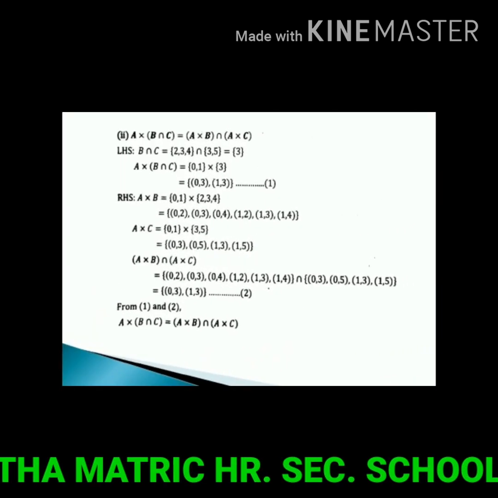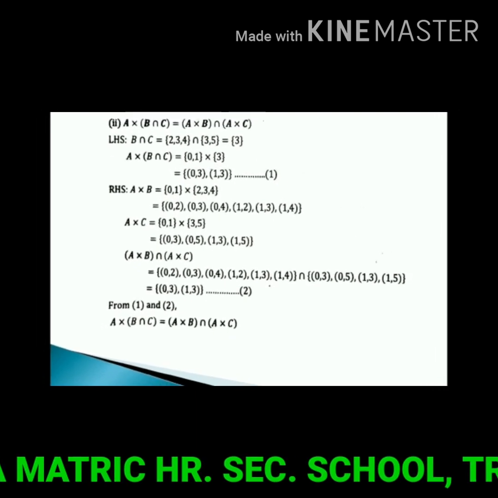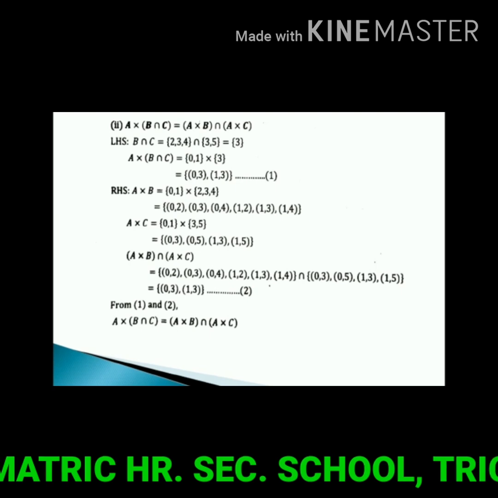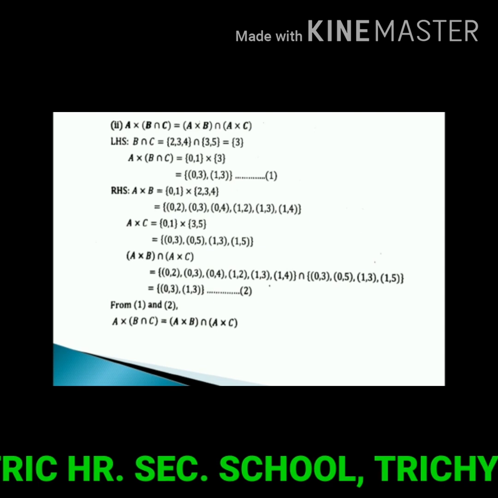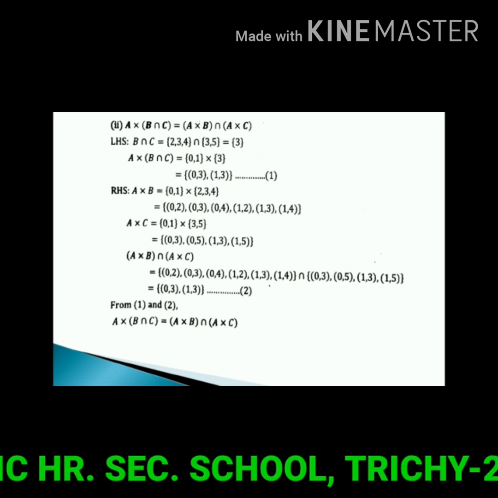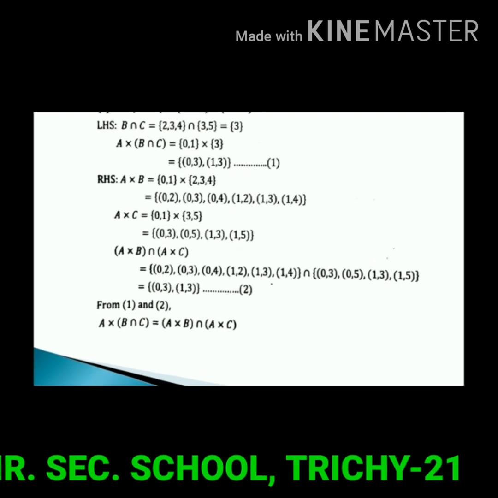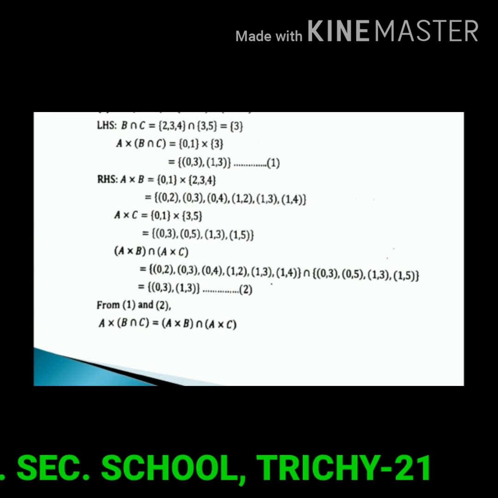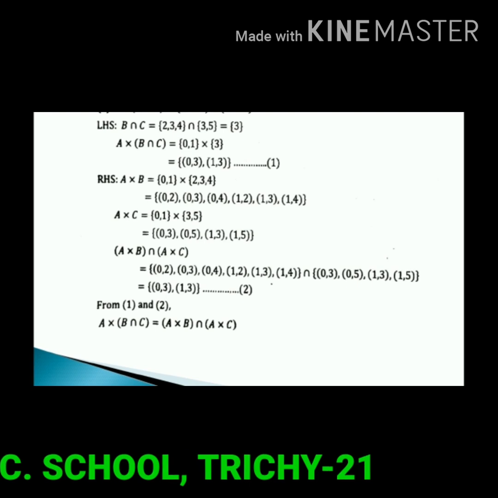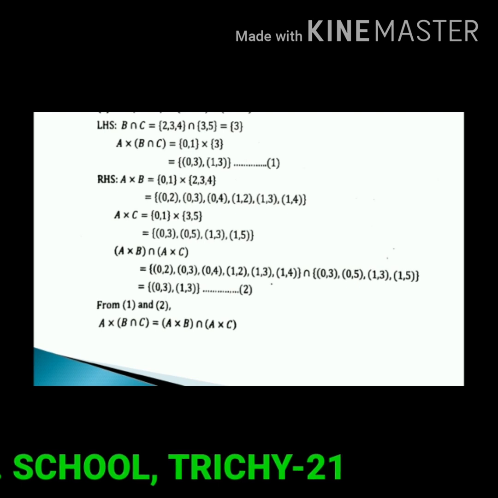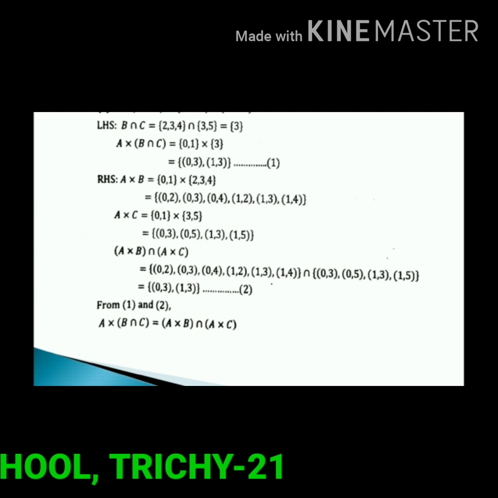The second subdivision of this one: A cross (B intersection C) is equal to (A cross B) intersection (A cross C). The left hand side: B intersection C is equal to {2, 3, 4} intersection {3, 5}. Here the intersection of the two sets, the element is 3. So A cross (B intersection C) is equal to {0, 1} cross {3}. We have the ordered pairs (0,3), (1,3). Then the right hand side: A cross B equal to {0, 1} cross {2, 3, 4}, so we have the ordered pairs (0,2), (0,3), (0,4), (1,2), (1,3), (1,4).